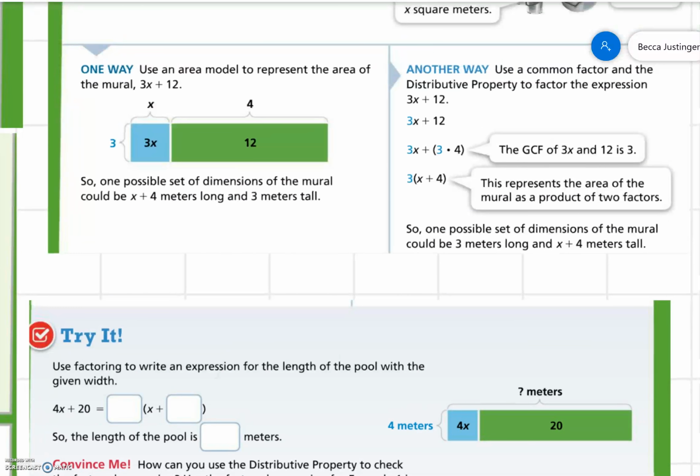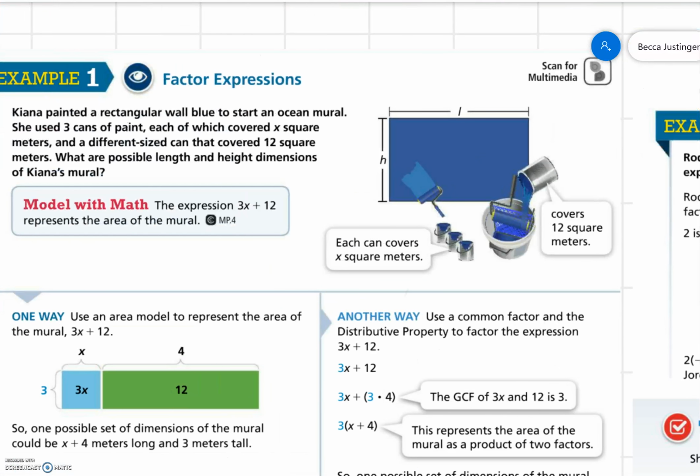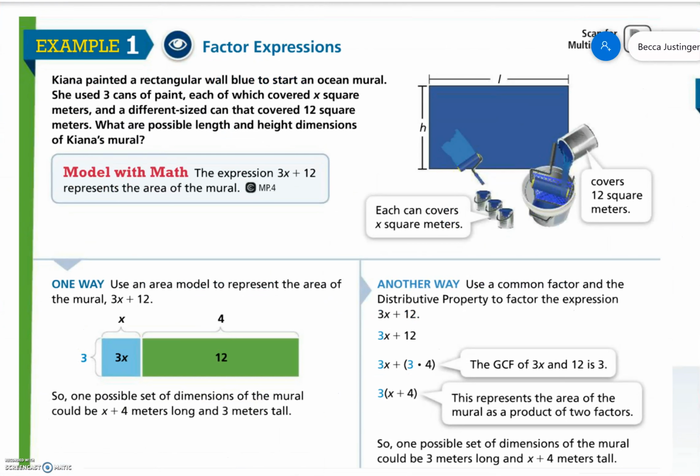All right, example number 1. Factor expressions. Kiana painted a rectangular wall blue to start an ocean mural. She used 3 cans of paint, each which covered X square meters, and a different sized can that covered 12 square meters. What are the possible length and height dimensions of Kiana's mural? So the expression 3x plus 12 represents the area of the mural, because each can covers X square meters, and we used 3 of those.